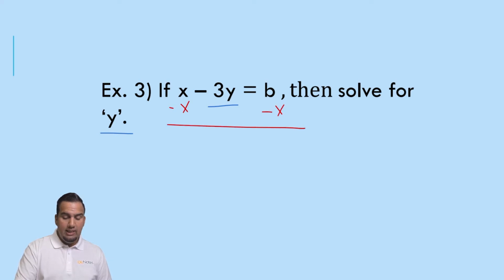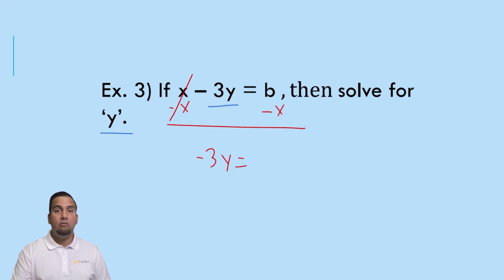On the left-hand side, the x's are going to cancel out nicely, and I'm left with negative 3y because that's all going to drop. On the right-hand side, I'm going to be left with b minus x. I can't combine them because they're not similar terms. They don't look alike. They're two different letters. So I can't combine two different letters, so I write it in that order.